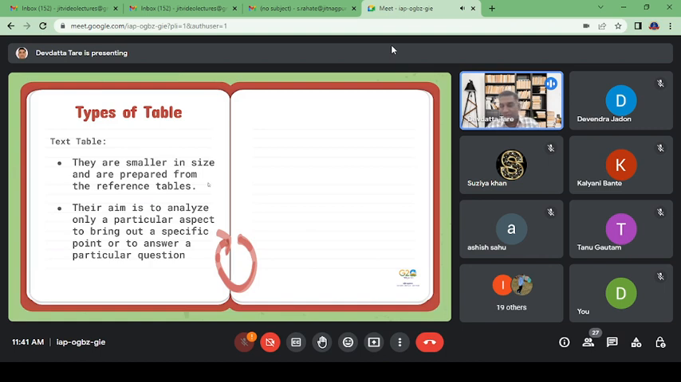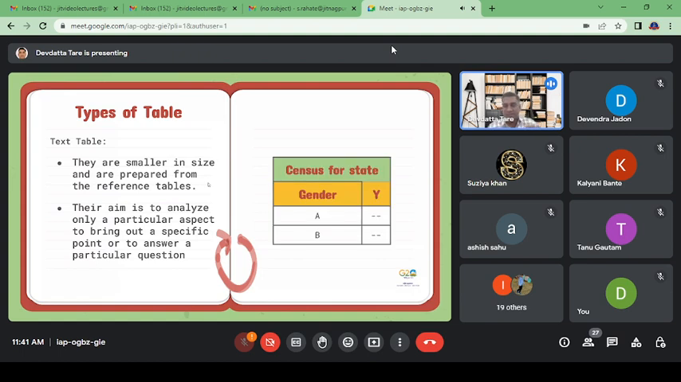If you are doing a consumer survey and I am asking you for data for the east part of XYZ city, you should be able to give it. If I am asking you for data of the higher income group, you should be able to give it. So these are parts of the reference table, which we can use to make a text table. A text table is nothing but a subset of the reference table. The reference table is a big table, and from where we derive data, it is known as a text table.